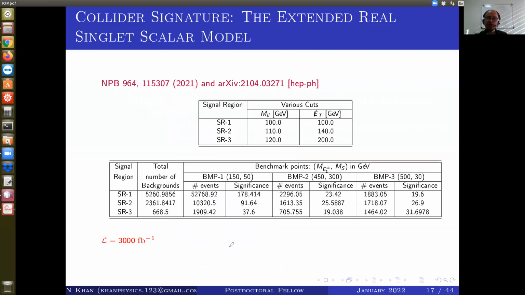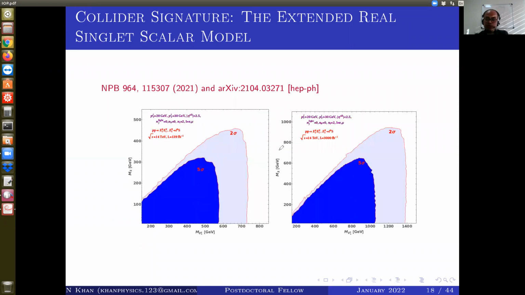So what we find for 3000 fb⁻¹ luminosity, and we choose basically three benchmark points. We find three signal regions, this is the cut, and we find different significance for these three benchmark points in these three signal regions. One can see that for the first signal region you can get large significance for benchmark point 1, for signal region 2 you can get good significance for benchmark point 2, and you can get large significance for benchmark 3 in signal region 3.